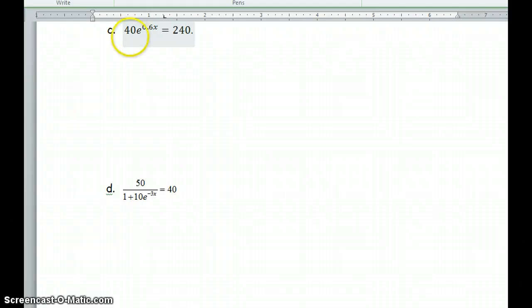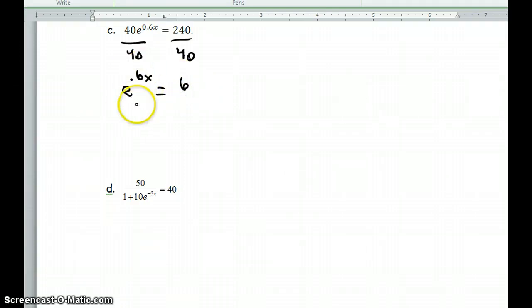So again, I'm going to divide this by 40 to get the e to the 0.6x by itself. So divide by 40. When I divide by 40, of course you can use your calculator on this, I'm going to get 6. So e to the 0.6x, careful and don't lose that little decimal, equals 6.